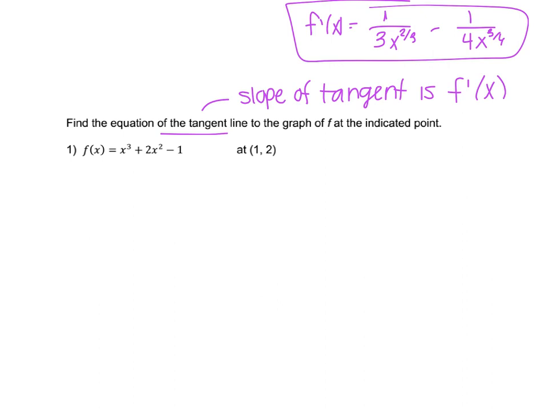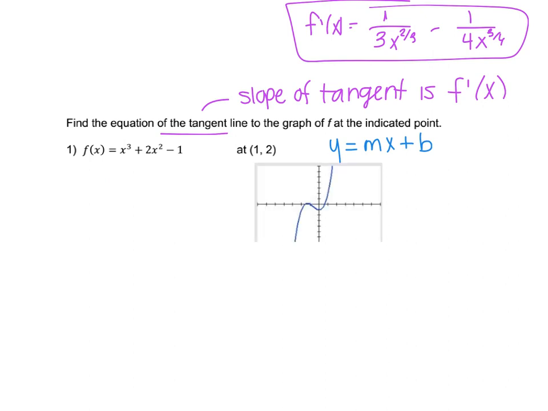And once you know the slope, you have this point here and you can just use that to find the rest of the equation. So with number one, we want to find the equation of the tangent line. So first of all, equations of lines, we need to remember that's always y equals mx plus b. So we are looking for the equation of the tangent line to this graph at this exact point. Let me show you a visual of that.